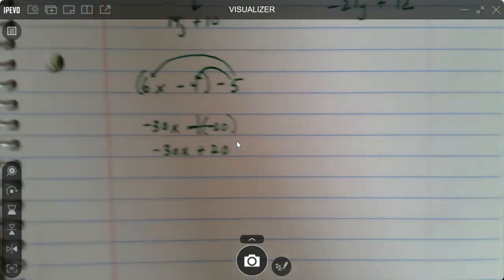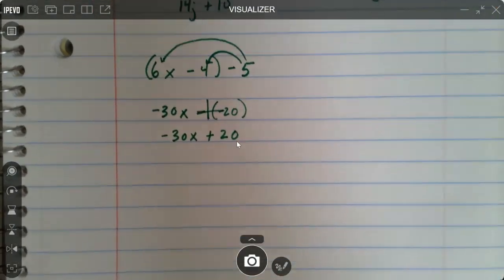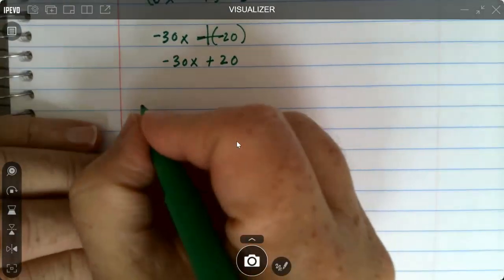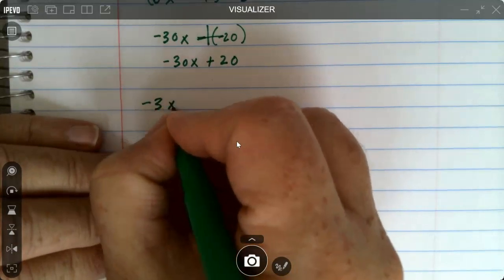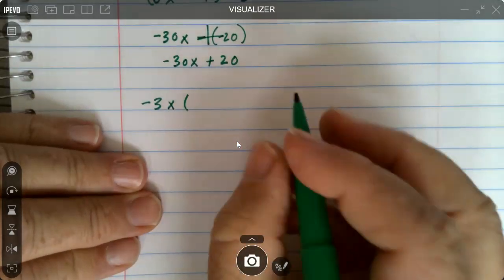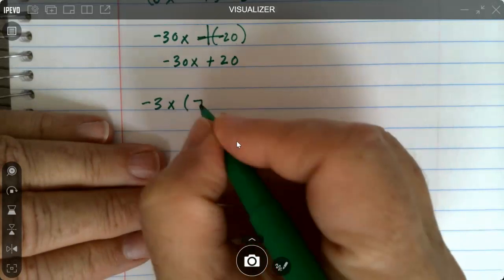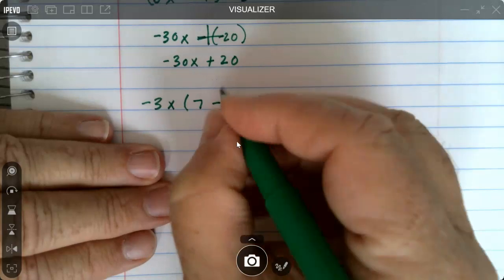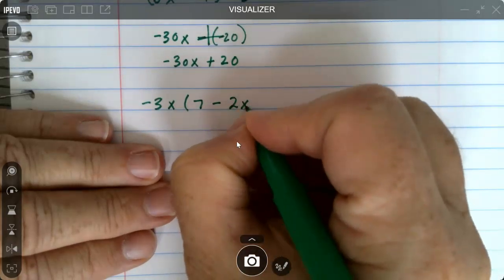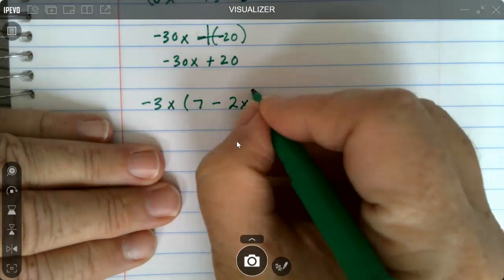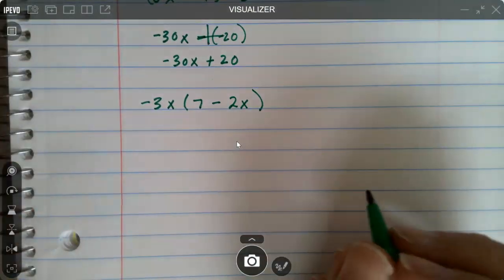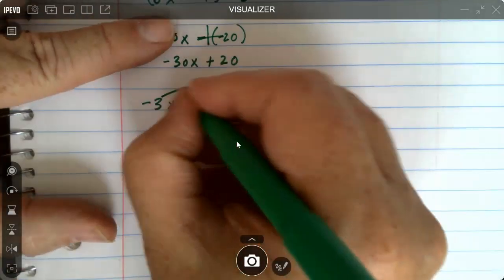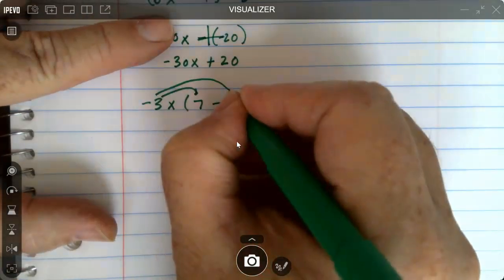Alright, so let's go ahead and move it up a little bit to something a little more advanced. Not super advanced yet. So, negative 3x, 7, minus 2x. Okay. So why is it a little bit more advanced? Because we have a variable outside. The process is the same. You did things similar to this when we did chapter 3.